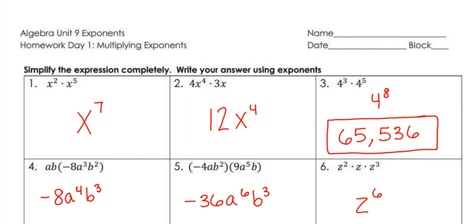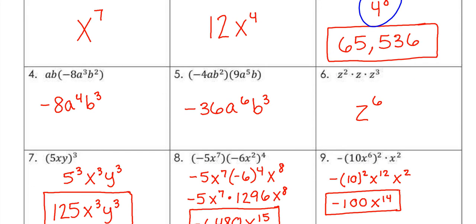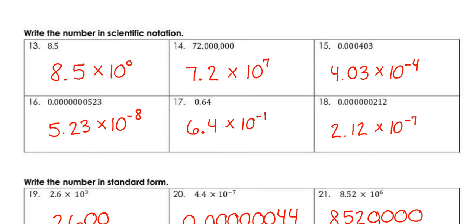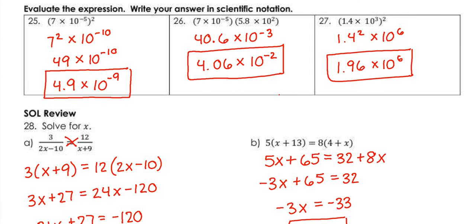For the homework, I hope that we did simplify all of our terms that had numbers. So we didn't leave them as 4 to the 8th. We actually multiplied it out. There was one I did want to go over on the back, and it was a scientific notation question.